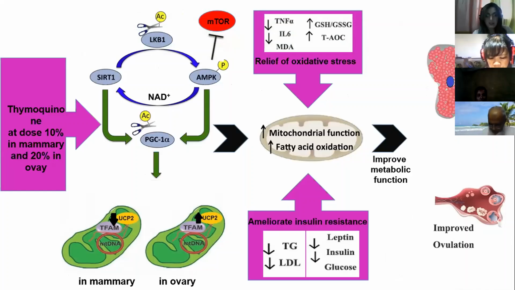TQ decreased TFAM and UCP2 in mammary gland and increased both genes in ovary, which could be explained by the tissue specificity of both genes. UCP2 has been linked to obesity, insulin resistance, and decreased ATP production. UCP2 has been proved to play a role in lipid synthesis in mammary gland. On the other hand, UCP2's role in the regulation of follicle development and oocyte maturation and quality has been described.